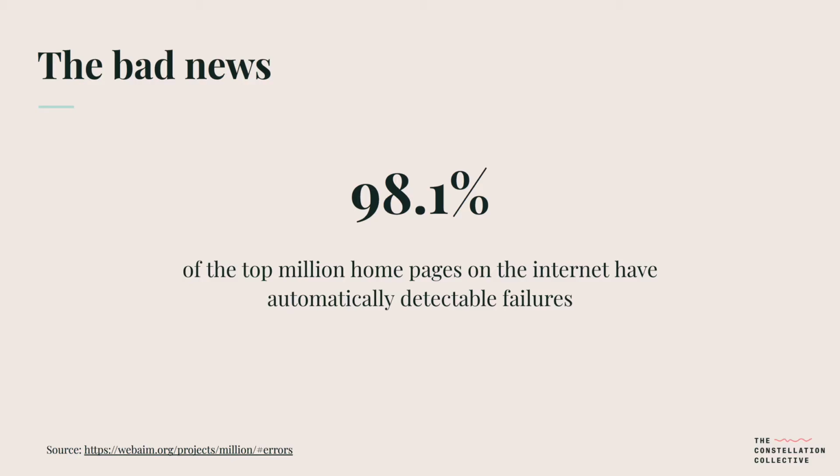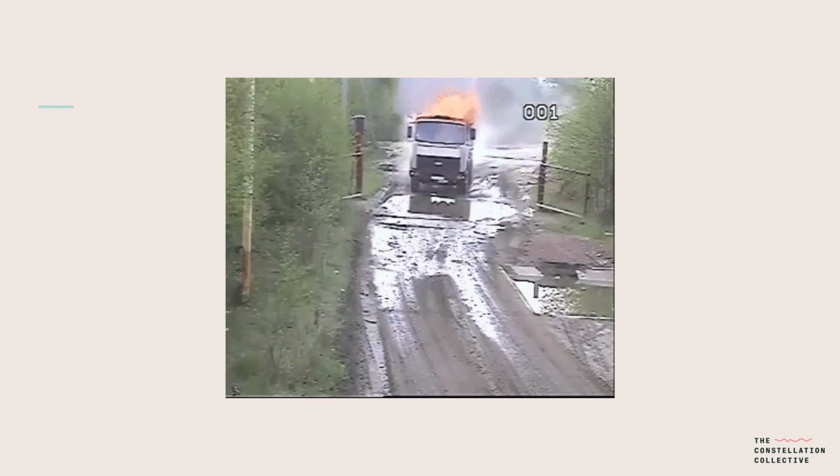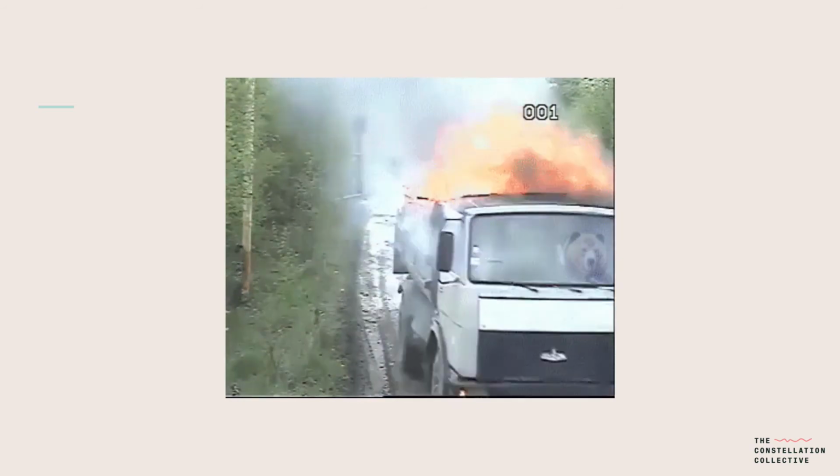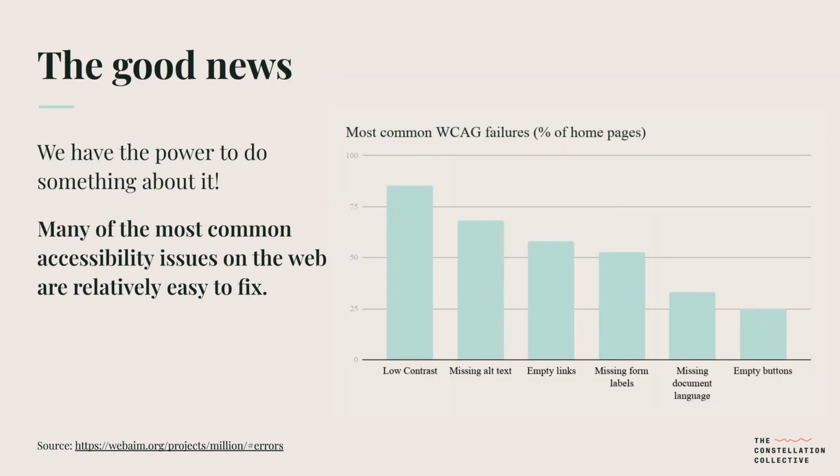We'll start with the bad news. WebAIM conducted a study using automated accessibility software to determine how many of the top 1 million homepages on the web have automatically detectable failures, and found that 98.1% of the pages failed in at least one way. This is the state of the internet right now. But it's not all bad news, because we can all do something about it.